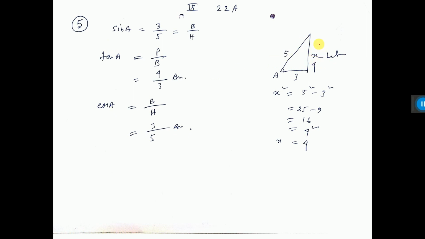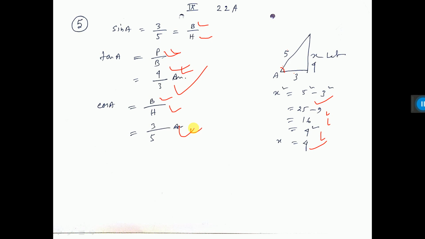In this sum, this side is not given, so I consider x. So x square equals 5 square minus 3 square, so x equals 4. Now sin A is given as 3 by 5. Sin means perpendicular by hypotenuse. Cos is base by hypotenuse. Since this is angle A, base means this side and hypotenuse is this. So this one we have to calculate. And tan means perpendicular by base, so perpendicular is 4, base is 3, that is the answer. And cos A, base by hypotenuse: base is 3, hypotenuse 5, that is the answer.